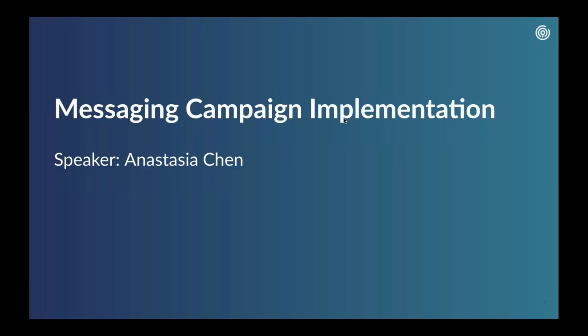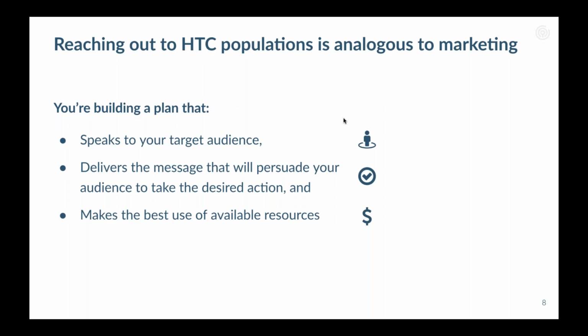So today I'm going to talk through just some best practices from commercial marketing that you may be able to use in your Get Out the Count efforts. In a lot of ways, reaching out to hard to count populations is analogous to marketing functions in commercial businesses. At its heart, you're building a plan to speak to your target audience. In the commercial space that might be your customers or people that you think might be interested in your product. In Get Out the Count efforts, this is your hard to count population.